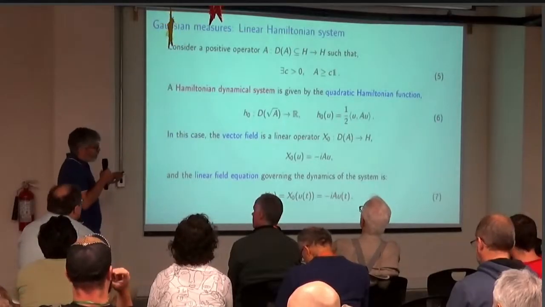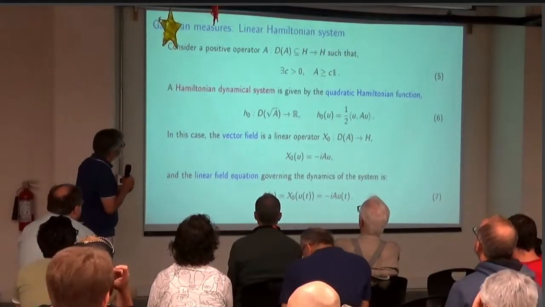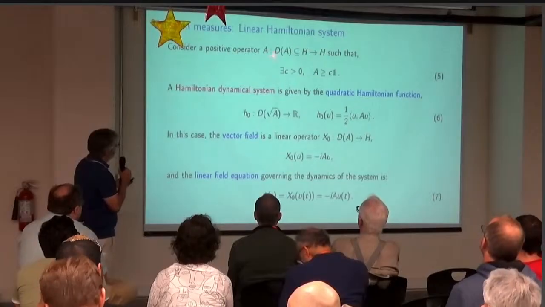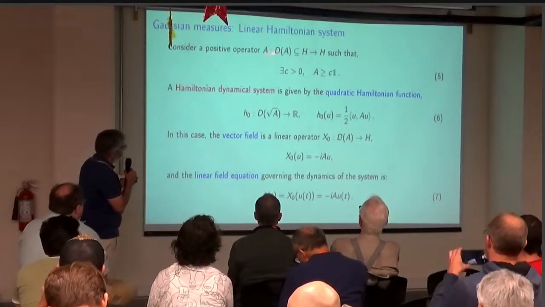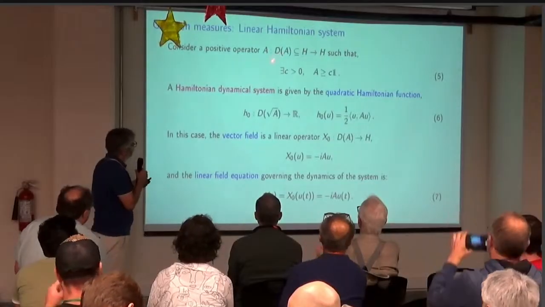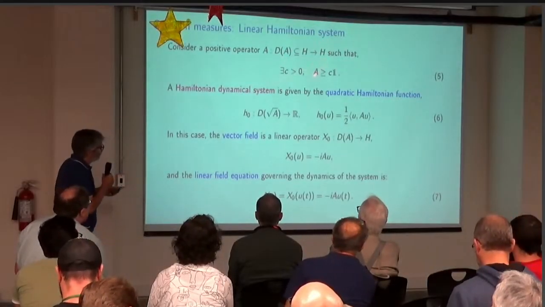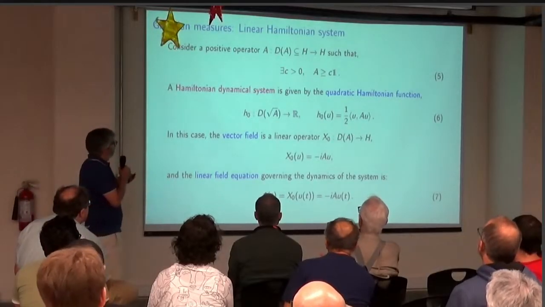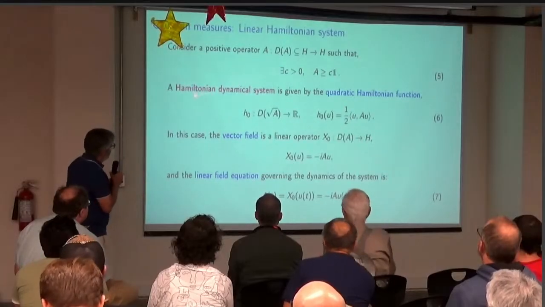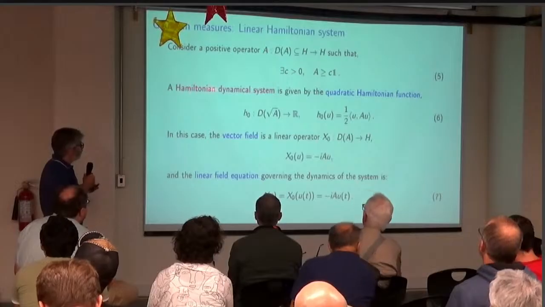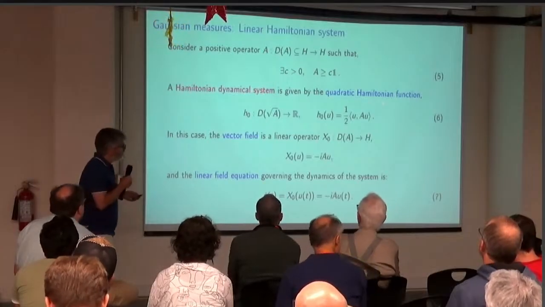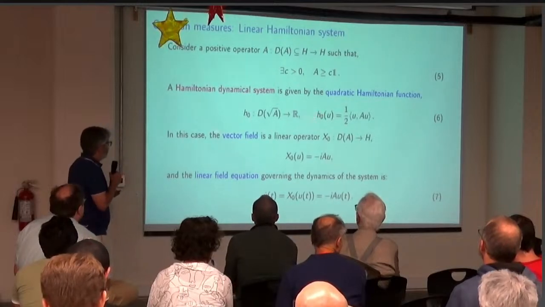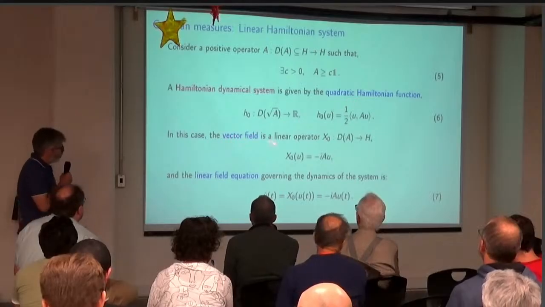Okay, we need a little bit of setting. Hopefully, it's not too complicated. So you fix a Hilbert space that is separable. You take a positive operator A, an unbounded operator, with its domain in H, and you assume that A is positive. That means this equation here. From this operator, we have a linear Hamiltonian dynamical system that is given by this energy. This is the energy of the Hamiltonian system. And once you have the energy, you also have the vector field that looks like this.